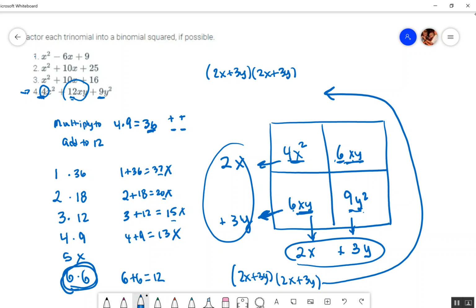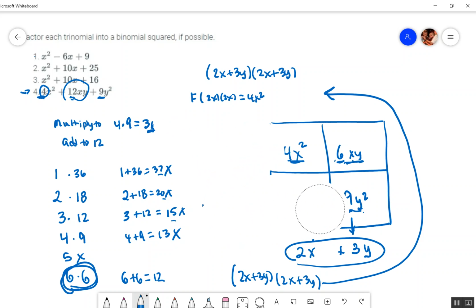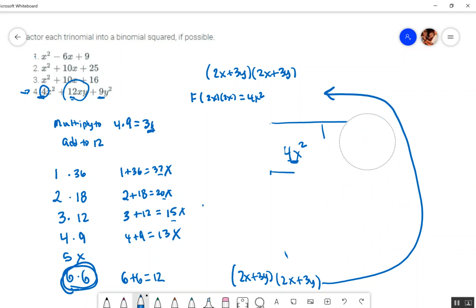I'm going to use the FOIL. So my first is going to be 2x times 2x, which is 4x squared. So far, so good.